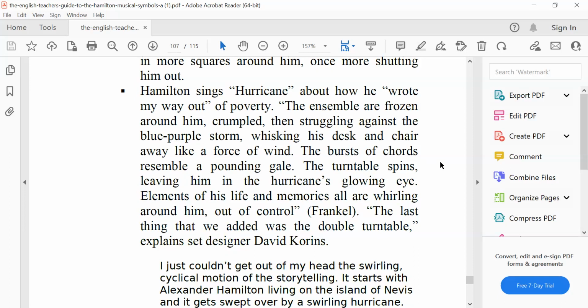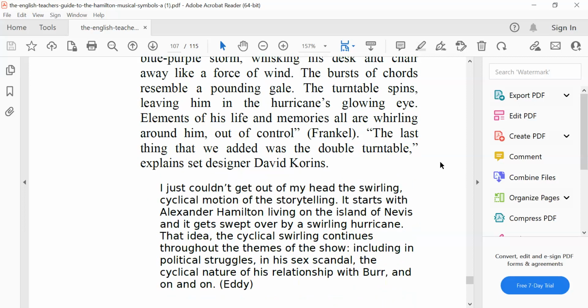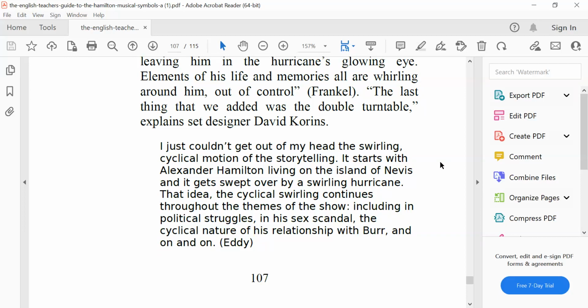Hurricane, very symbolic. Everyone's just kind of frozen around him and struggling against the blue-purple storm. And it's carrying off his desk and chair, and there are these chords like a pounding gale, and the turntable spins and spins, and there he is in the eye of the hurricane with all these moments from his life, moments from his world being hurled away and spinning around him. And the set designer, David Korins, discusses the swirling cyclical motion of the storytelling. He's swept out of town because the hurricane lets him write his way out, and then he's caught in political scandals, in the Reynolds pamphlet, in him and Burr just spinning around each other, bumping into each other. It just keeps going.